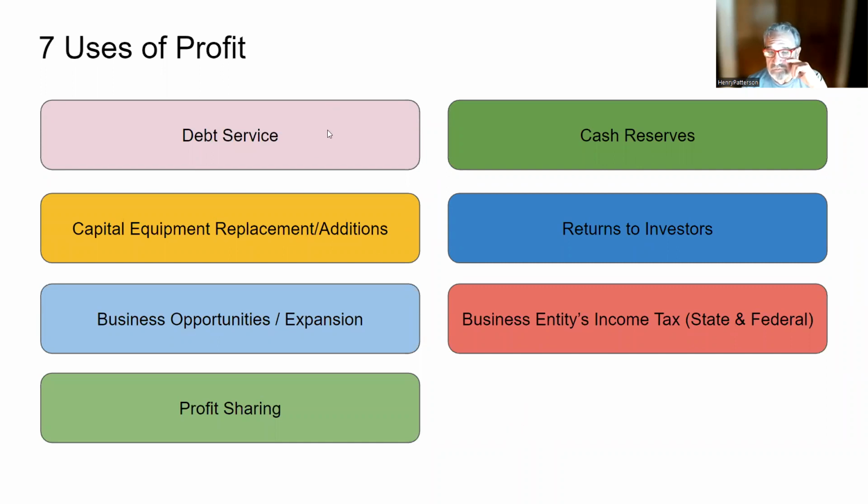The first thing is that if you use debt, if you had to borrow in order to build the business, you've got to pay that debt back. You've got to service that debt. And nobody's going to loan you any more money if you don't service that debt. In fact, they're going to create a lot of problems for you. So your first use of profit is to make sure that you are servicing any debt that you incurred in order to create the business.